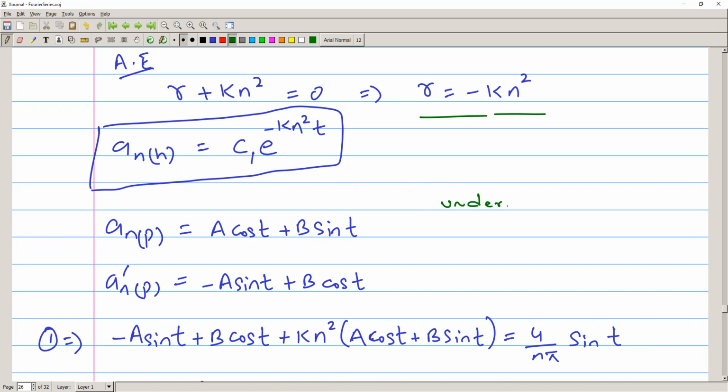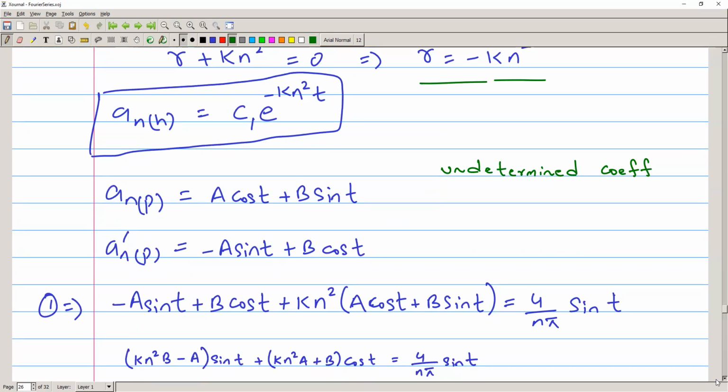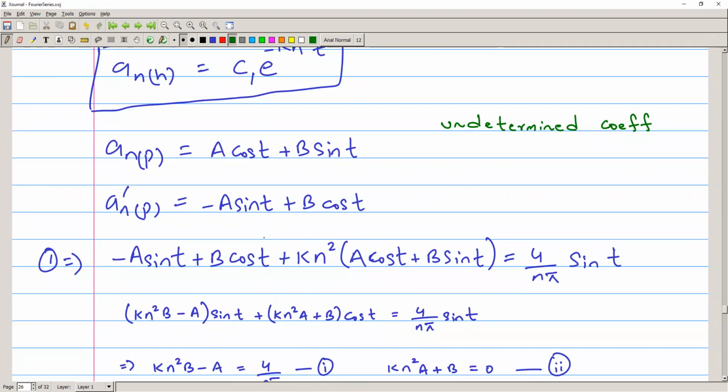This is the undetermined coefficient method. We are familiar with this method; we have used it in finding the solution for second order ODEs, right? So a_n particular is equal to a cosine t plus b sine t. Then a_n prime is equal to negative a sine t plus b cosine t. We will substitute this into the original ODE.